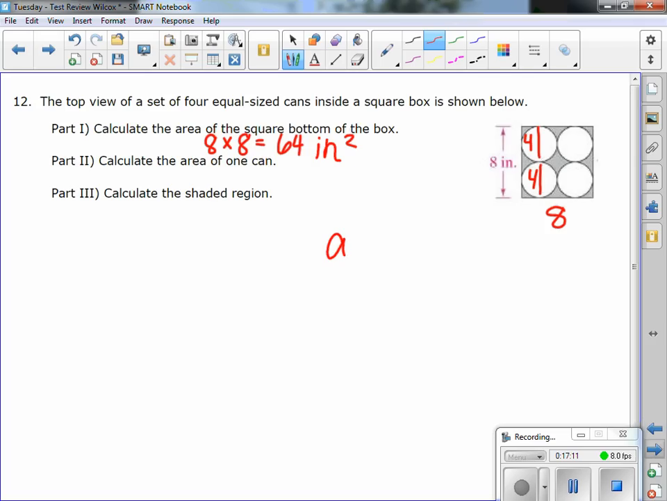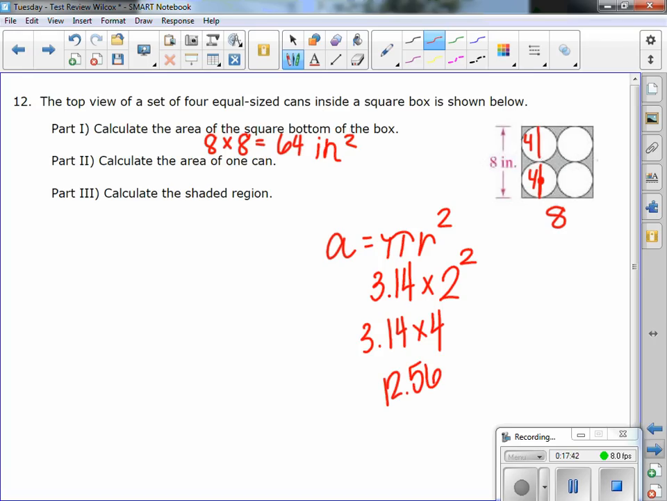The area of a circle is equal to pi times the radius squared. So pi being 3.14. Here, if my diameter is 4, then my radius, the halfway point of that, would be 2. So pi times the radius of 2 squared. 3.14, 2 squared has a value of 4, and when you multiply that out, you get 12.56. So each one of these circles has an area of 12.56.